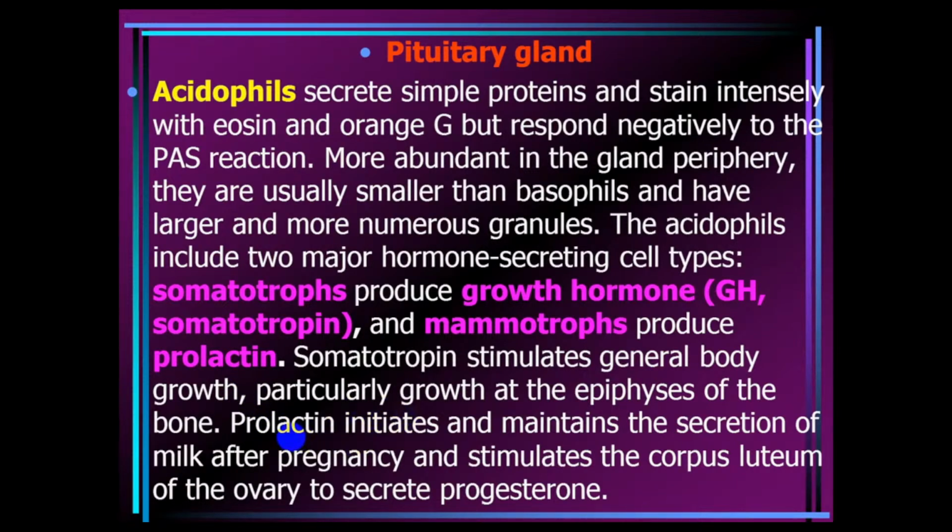The second hormone, prolactin, initiates and maintains the secretion of milk after pregnancy. But without pregnancy, it stimulates the formation of the corpus luteum in the ovary after ovulation, and also stimulates the production of the hormone progesterone by the cells of this corpus luteum.